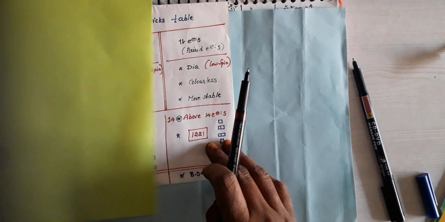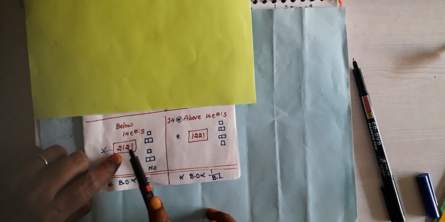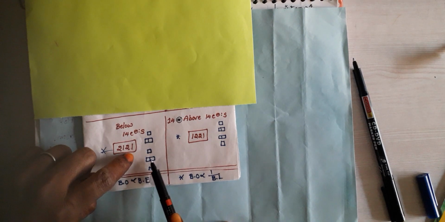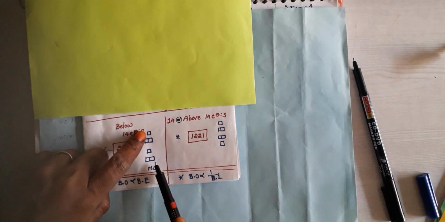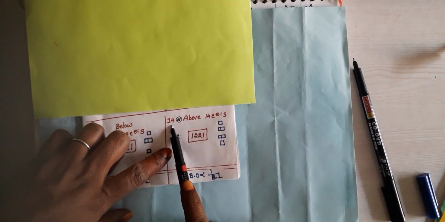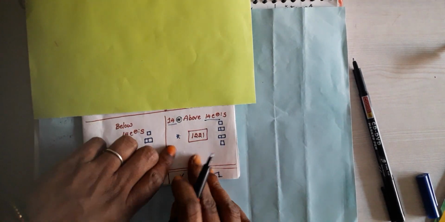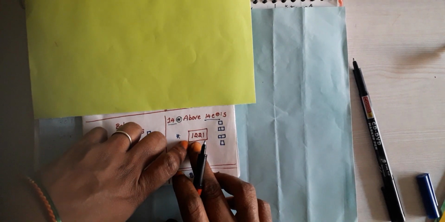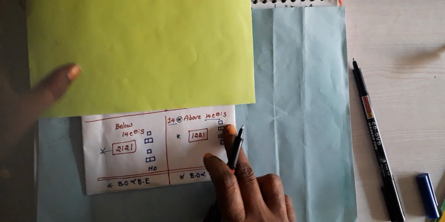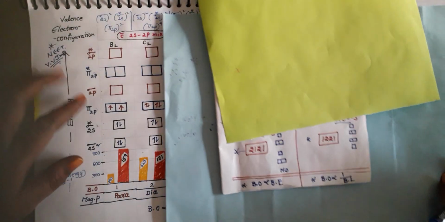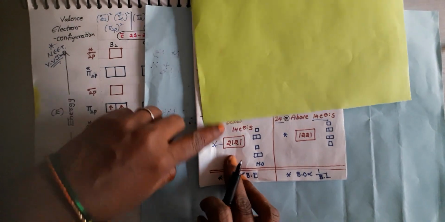One more trick, already explained: for below 14 electrons we follow the 2 1 2 1 trick, like this: 2 orbitals, 1 orbital, 2 orbitals, 1 orbital. These are the molecular orbitals. For more than 14 electrons, this is 1 2 2 1: 1 orbital, 2 orbitals, 2 orbitals, 1 orbital. Simply see here like this, 2 1 2 1.